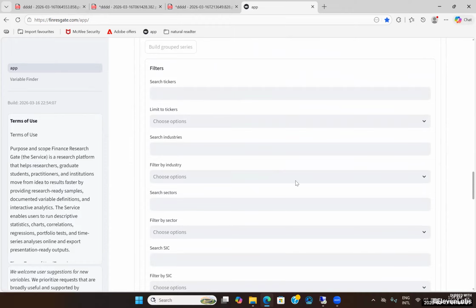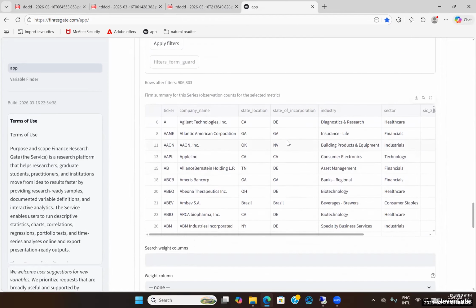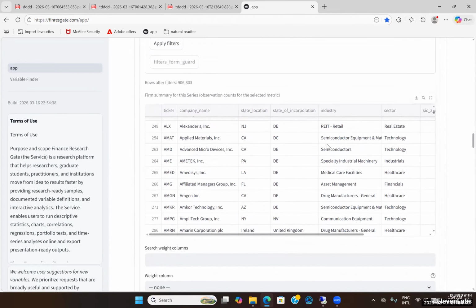To select the entire market, you just need to leave these filter fields completely empty. By default, the system will automatically include the whole market. After that, you can simply click apply. So as you can see here, we have all the firms that have applied.